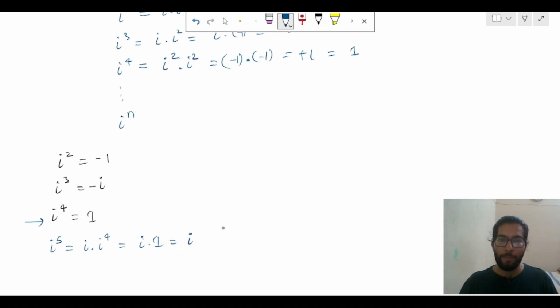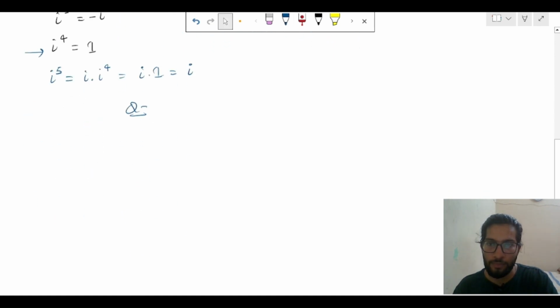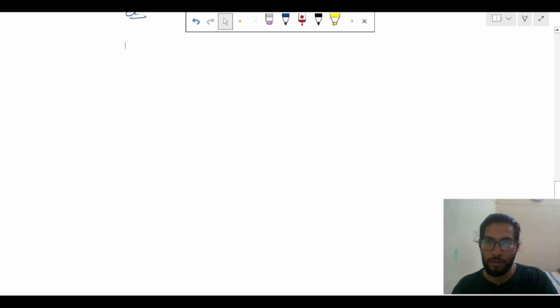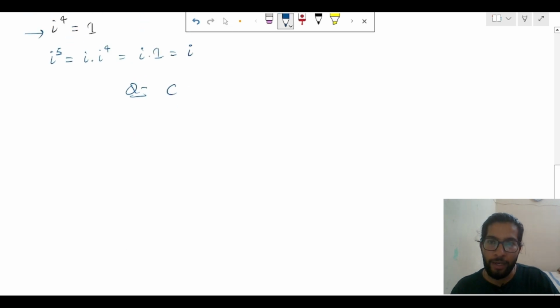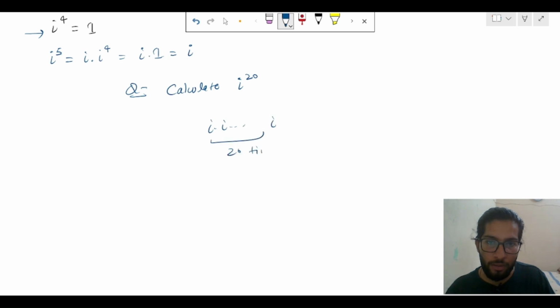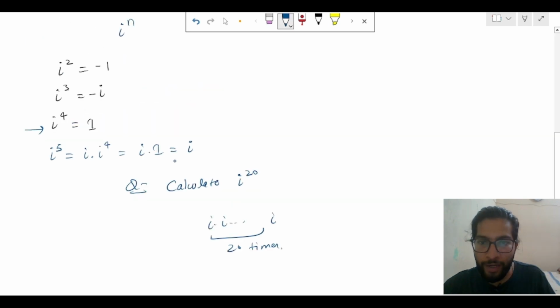again. Okay, but suppose we get the question in which we have to calculate, suppose, iota's power 20. So for this one, we will not do iota multiply iota 20 times. Okay. It is not the perfect way, but we have done this thing, so we will generate some general rule, and using that we will find our answer.